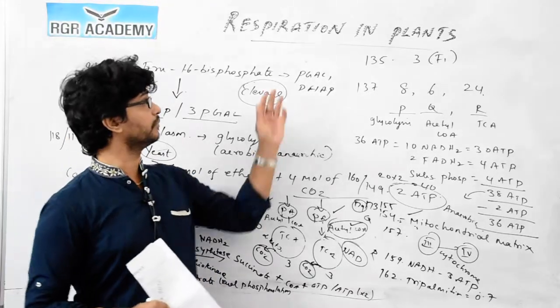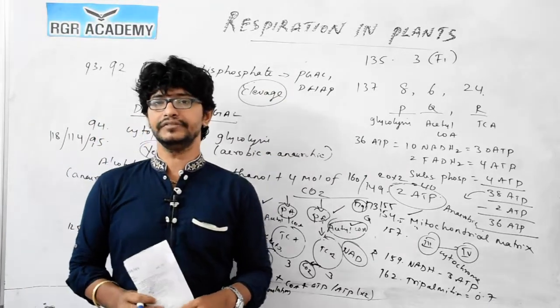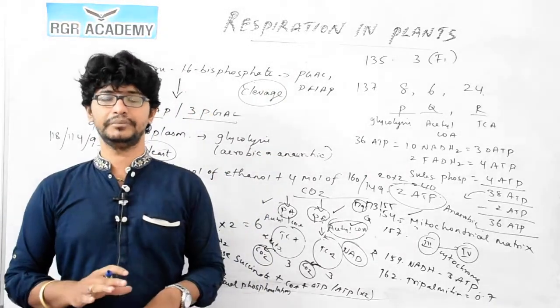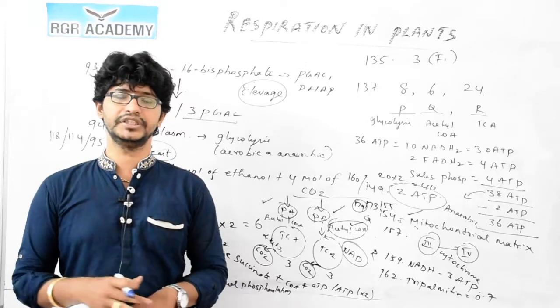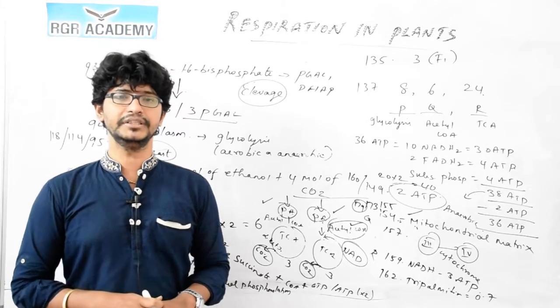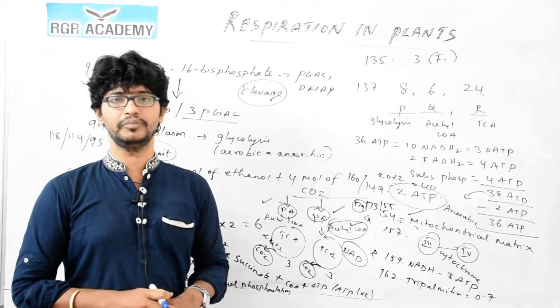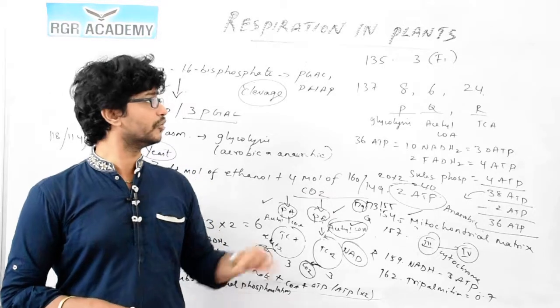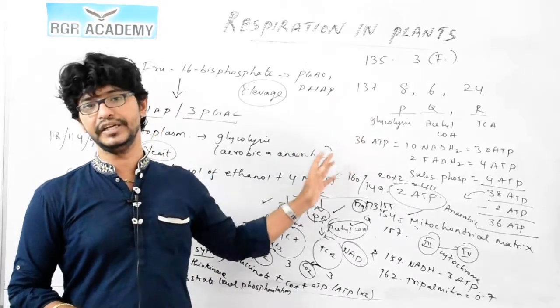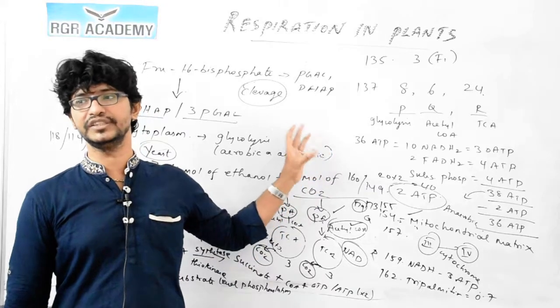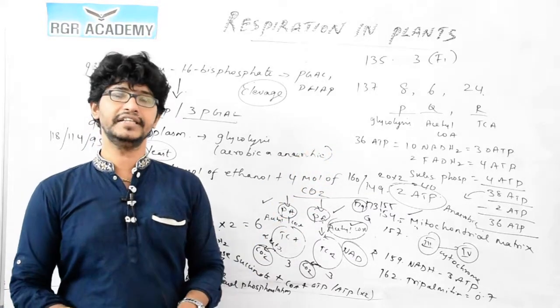So, we are done with this chapter, respiration in plants. Guys, when talking about this chapter, we would have seen that many questions were repeatedly asked from glycolysis, then the tricarboxylic acid cycle, and questions on NADPH and ATPs, and especially where the process takes place. So, these are the areas that you should focus on.